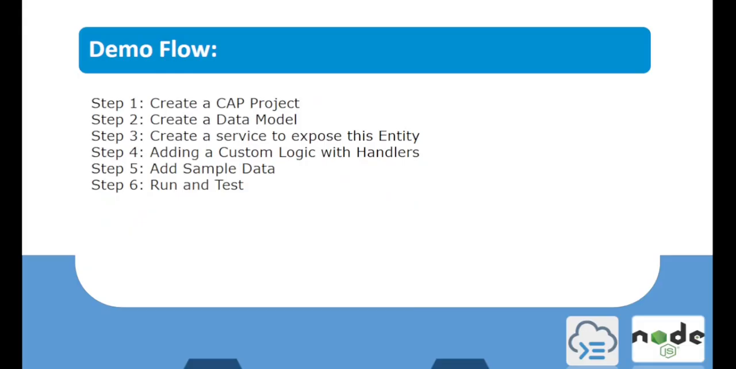Step 1 will be start by creating a new CAP project using the cds init command and install dependencies with npm install. Step 2, define the data model in a .cds file under the db folder, create entities and fields to structure our data. Step 3, create a service definition in the srv folder to expose our entities using CDS syntax. Step 4 will be implement custom business logic in a JavaScript file. Step 5 will create a CSV file and populate with sample data. Finally, we'll run the project and test it using a REST client.